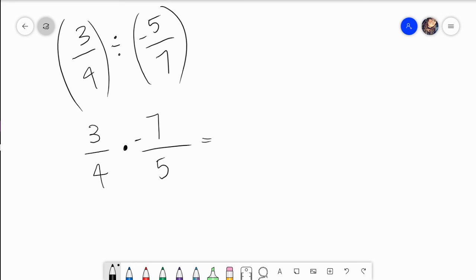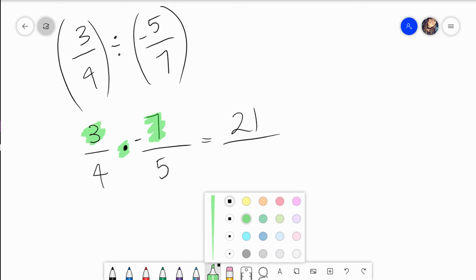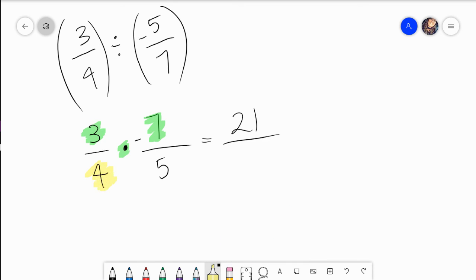I'm going to highlight them as I say them, y'all. 3 times 7 is 21 over 4 times 5 is 20. Now let's look. I have a positive 3/4 and a negative 7/5. Signs are different, so it's negative.